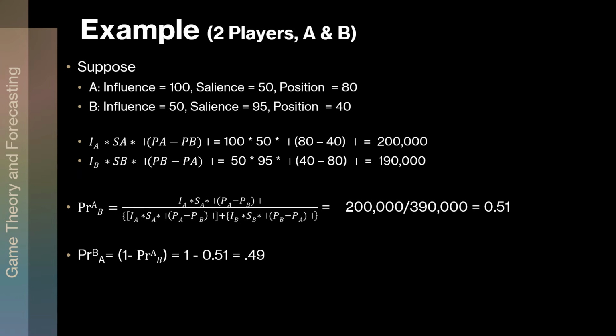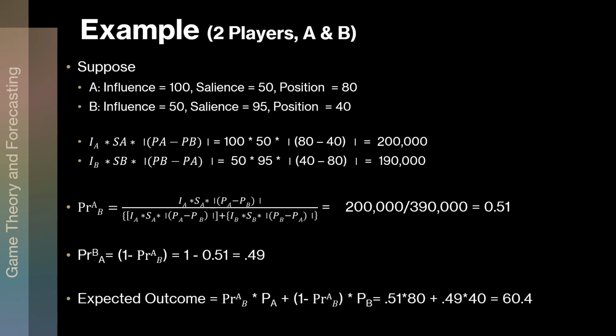Now we have to calculate the outcome. Remember, for the outcome, we multiply the probability of A over B, that's there, times the position of A, which was 80. And so we have 0.51 times 80. That's the first part. Then 1 minus the probability, which we calculated up here, times B's position, which of course was 40. So 0.51 times 80 plus 0.49 times 40, we get 60.4.